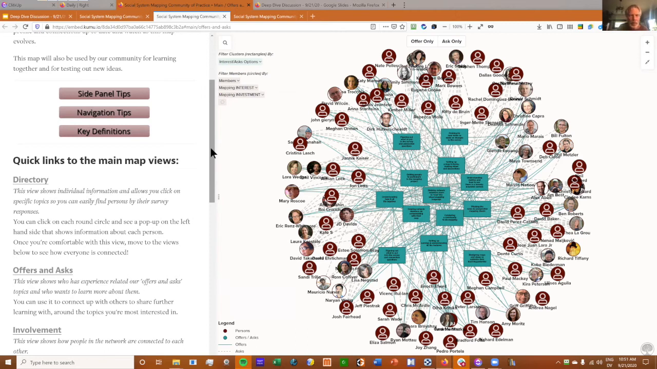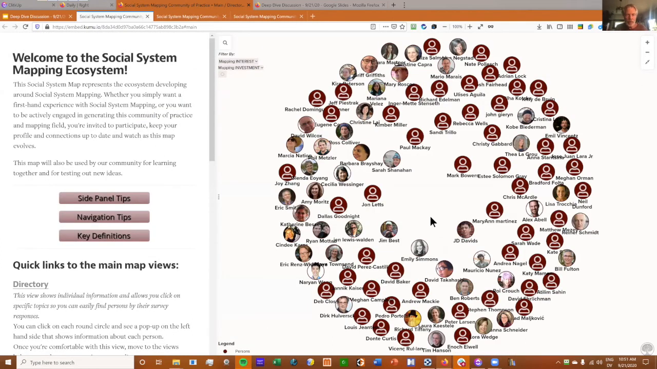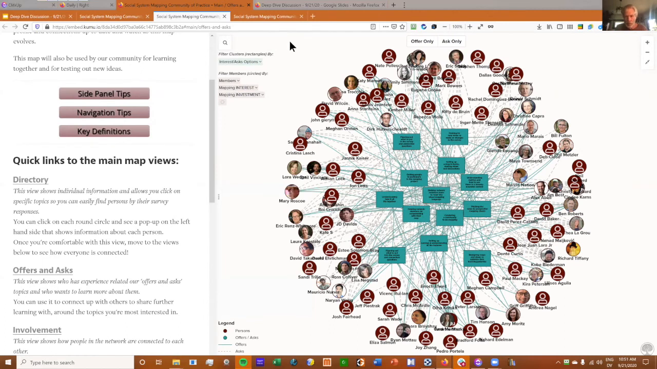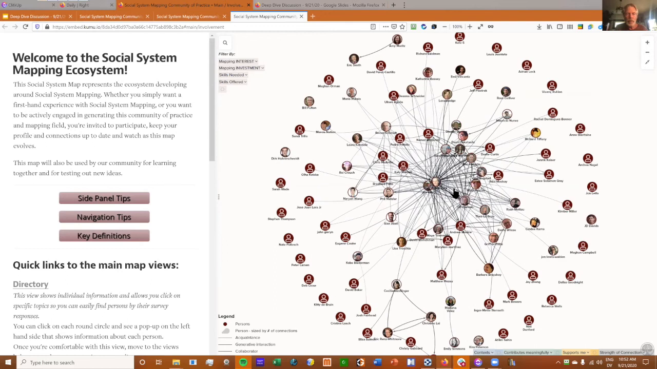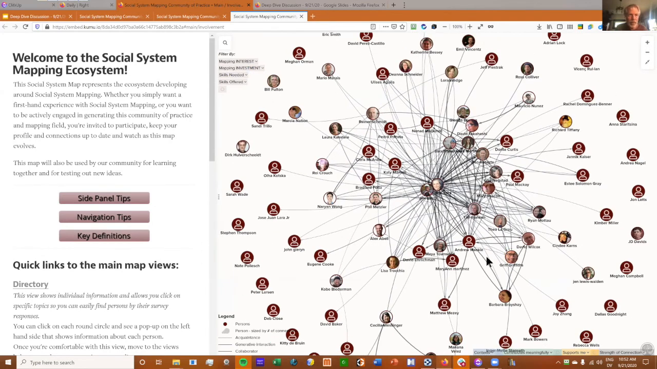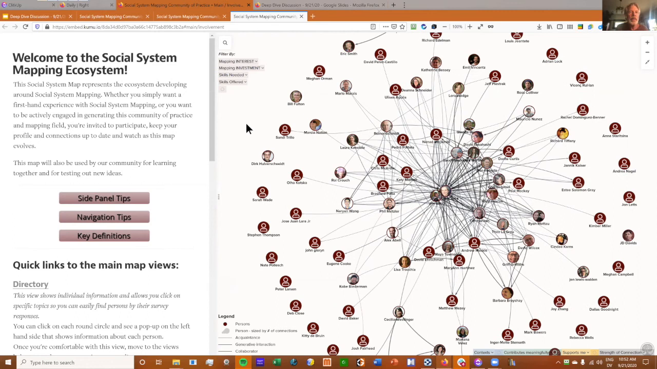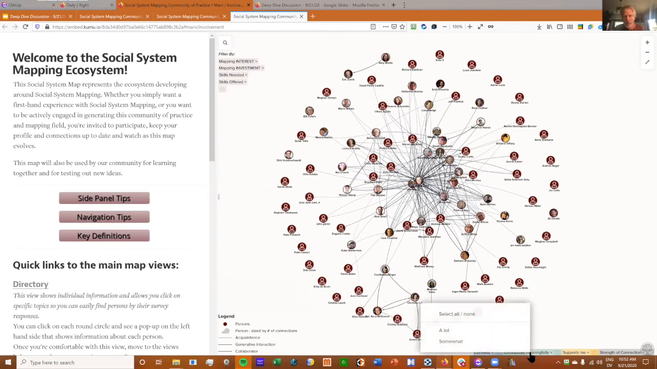And there's three different views you can use to explore. There's the directory view. And the offers and asks view shows people's interests and experience and need in this community. And then the last view is just the relational view. And of course, you can slice and dice that by either the filters in the upper left, by interest, by their investment in the network, or the strength of relationship in this case down at the bottom. So just play with that for a couple minutes and start putting in the chat things that you're noticing.